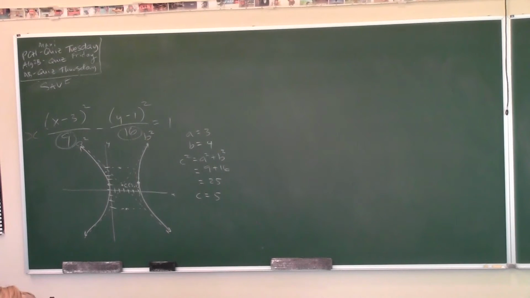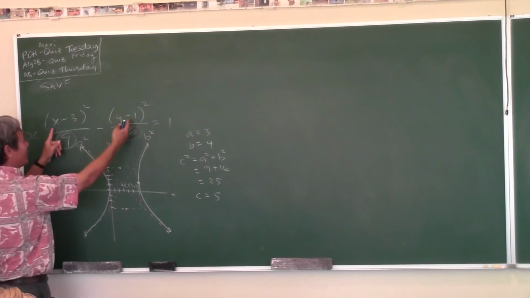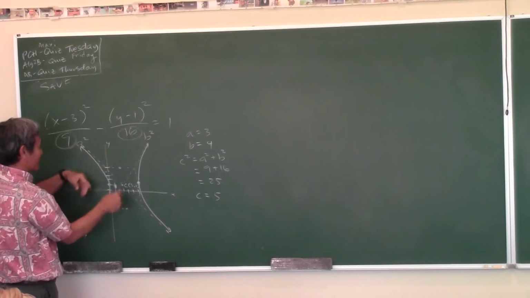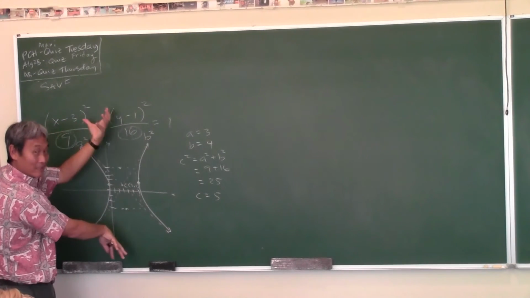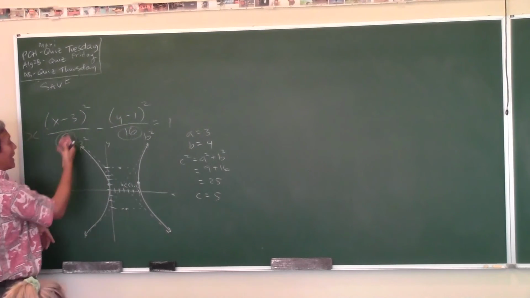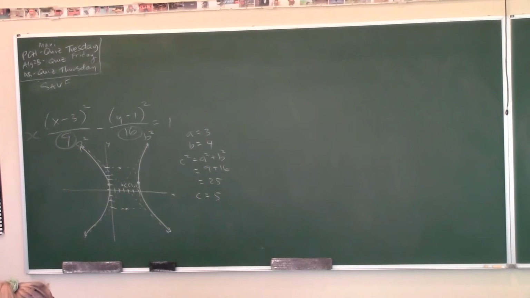So there's less points to find. No, there's going to be more. There's more stuff to figure. So if it was switched, if the y came first, then it would just be up and down like this. But the x came first, so it's going to be left and right. Okay, so let's identify everything.